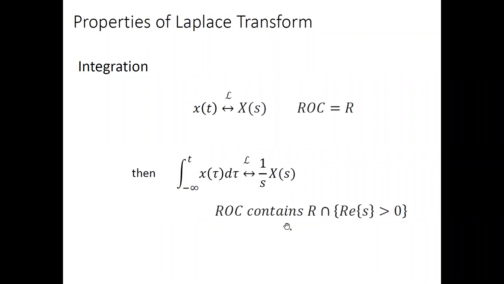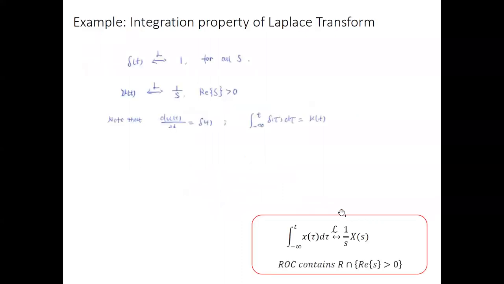For the region of convergence, again, it's a vague statement. It just says the new region of convergence contains this region. R is the region of convergence of the original signal x of t, intersected with the positive part of the complex plane, real part of s larger than zero. And we can check this integration property using the same example above. So u of t is the integration of delta of tau from minus infinity to t. This is what we are familiar with.